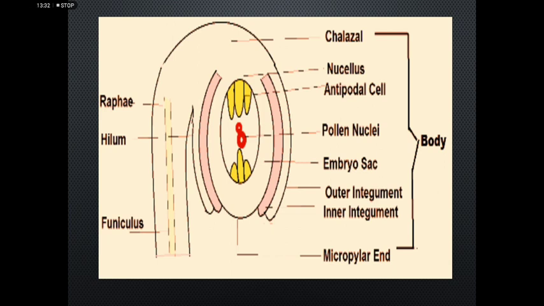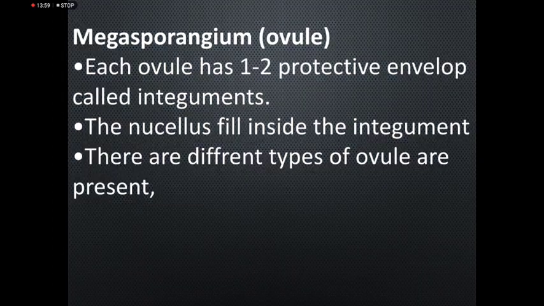Then there are two protective layers, the outer integument and the inner integument. So we can say an ovule is the embryo sac covered with outer and inner integuments. Each ovule has one to two protective envelopes called integuments. The nucellus fills inside the integument.